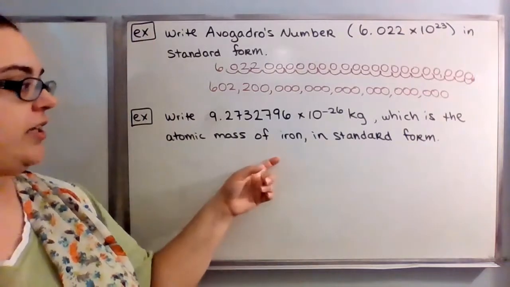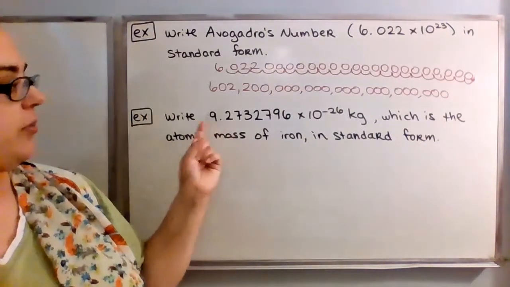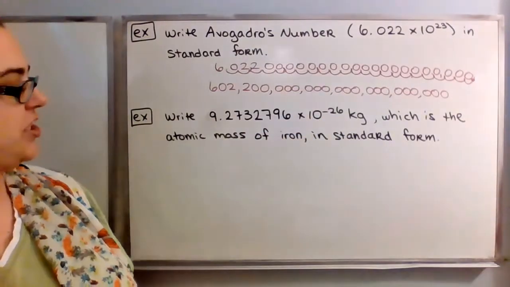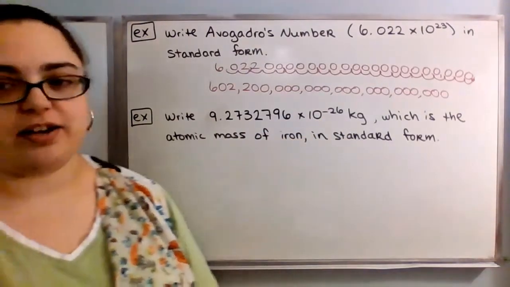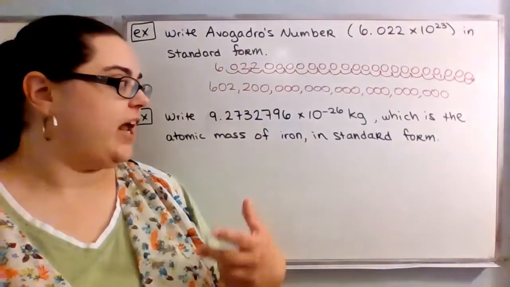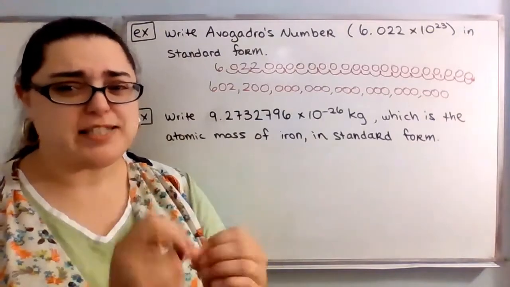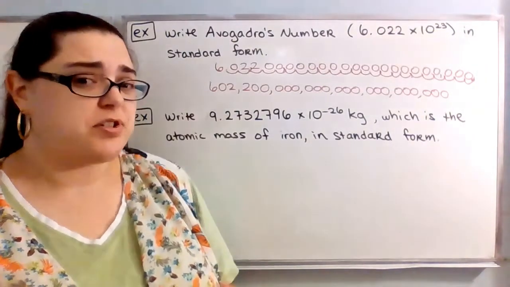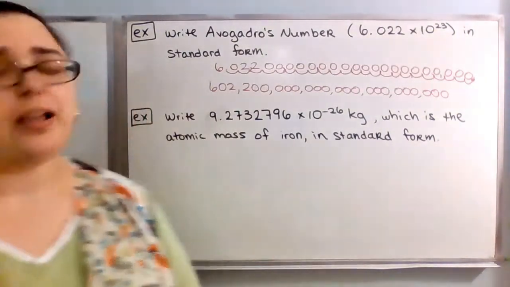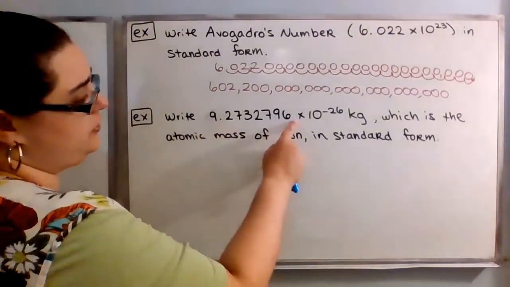So let's take a look at another example from chemistry here. We're going to write this number, which is the atomic mass of iron, in standard form. When you're dealing with atoms, this is the mass of an atom of iron. Atoms are so teeny, tiny, so these numbers are going to be itty bitty. In this case, we once again have a lot of precision here.